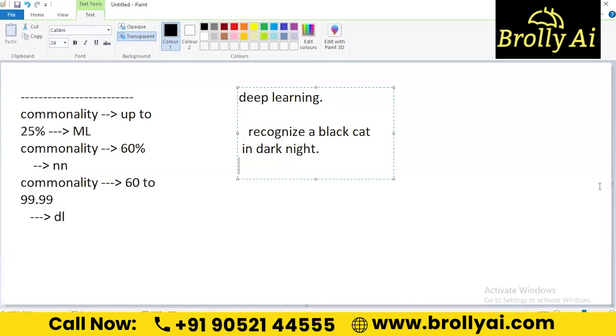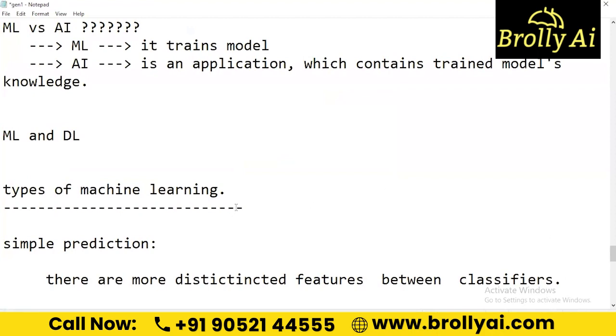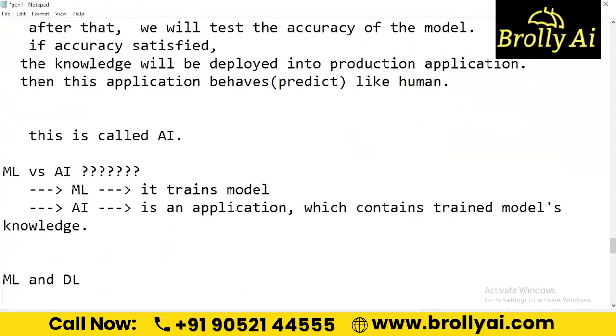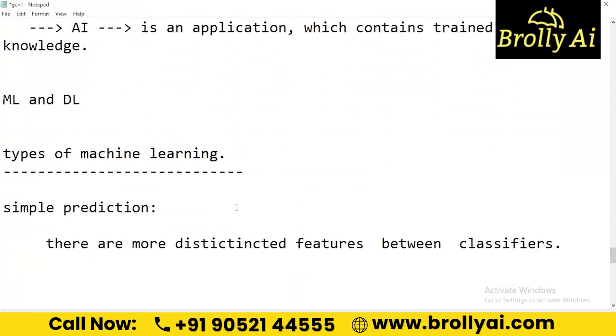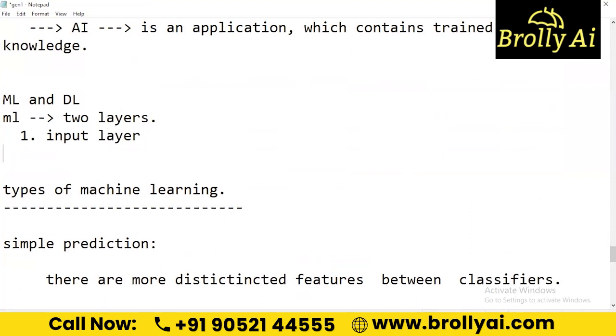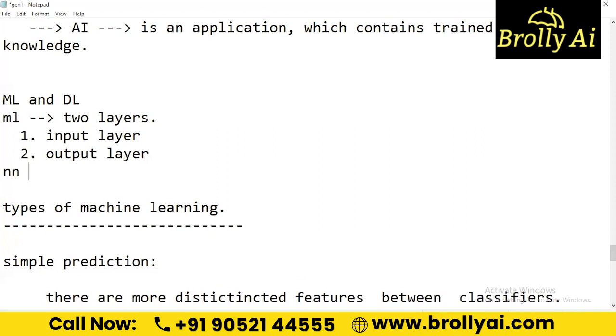Got it? So this is simply how you are training, in the same style as machine learning. But in machine learning, you find only 2 layers. But in a deep learning neural network, more than 2 layers will be there. Got it? So simply I add one statement here. ML, 2 layers: input layer, output layer. In neural networks, 3 layers will be there.